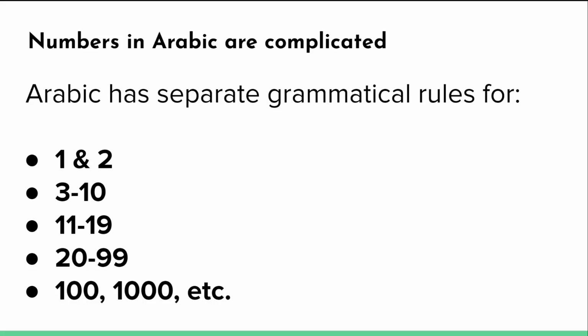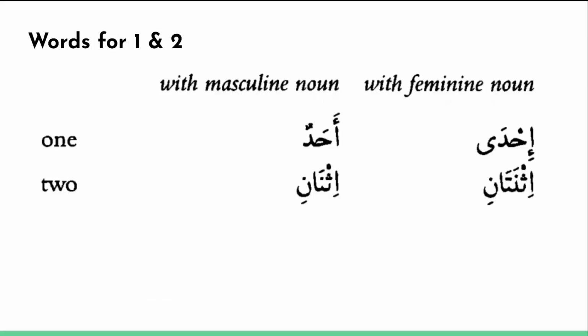So if you're looking at the numbers 1 and 2, you have to learn one set of grammatical rules. If you look at the numbers 3 through 10, you have to look at another set of grammatical rules. 11 through 19, it's another set, and so on and so on. So there's at least 5 different sets you have to memorize. And this may seem complicated, and it is, but hopefully you can use this video as a place you can come back to anytime you need to refresh your knowledge of the grammatical rules. So let's go ahead and get started, inshallah.